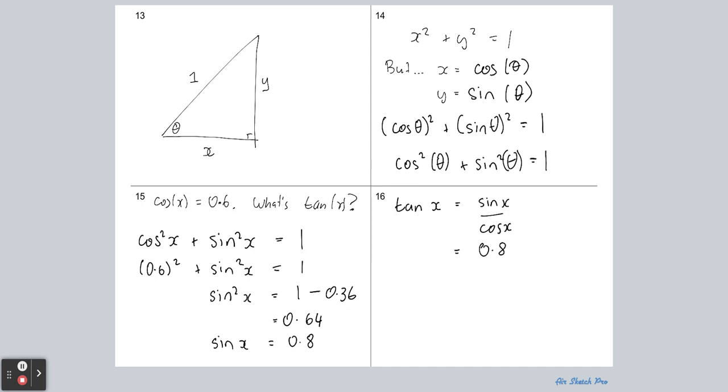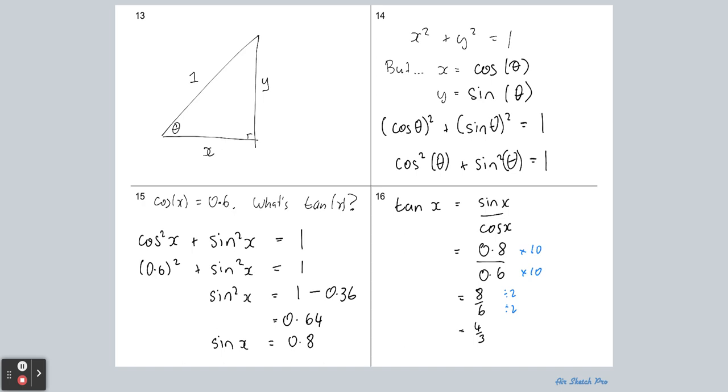Sine x we just worked out is 0.8 over cos x, which is 0.6, what we were given. And if you multiply top and bottom by 10, you get 8 over 6. And if I simplify that fraction by dividing top and bottom by 2, I'll just do this in case it doesn't make sense to you. Multiply by 10, divide by 2, and 4/3 would be our answer. Remember that sine and cosine have to be between negative 1 and 1, but tan can be pretty much any number. So having it as 4/3 is legit.